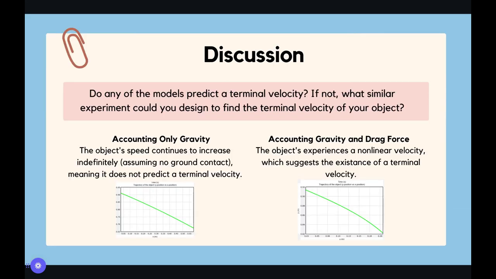So now to reflect on the overall experiment, we can answer a few questions. Do any of the models predict the terminal velocity? If not, what similar experiment could you design to find the terminal velocity of your object? For the model that only accounts for gravity, the object's speed continues to increase indefinitely, meaning it does not predict a terminal velocity. For the model accounting for gravity and drag force, the object experiences a nonlinear velocity, which suggests the existence of a terminal velocity.